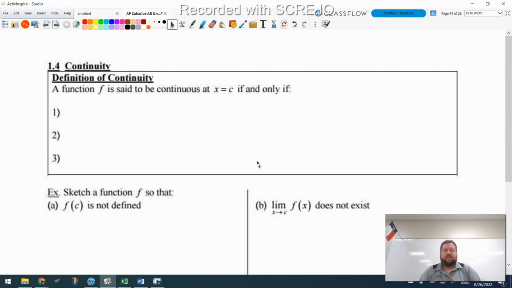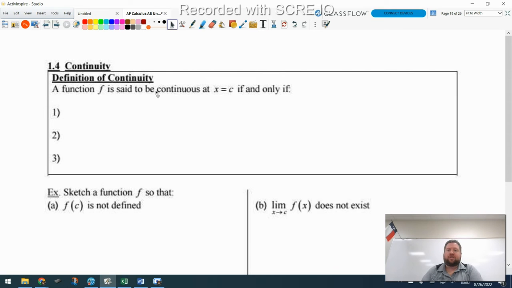So the definition we've used in previous classes, or at least the one I used to use when I taught Algebra 2 and Pre-Cal, was a continuous function is a function you can draw the entire thing without picking your pencil up off the paper. Okay, so we're going to put a little bit more formality to the definition of continuity today, and we're going to use limits to do that.